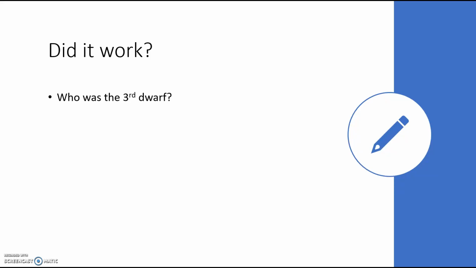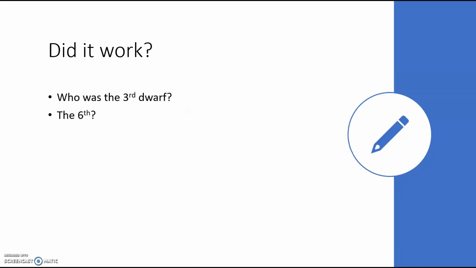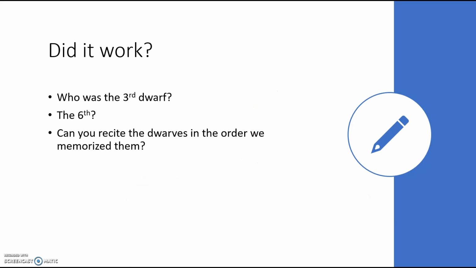Remember, 3 is a tree. Did you think about Sleepy sleeping under that tree? Excellent. How about who was the 6th dwarf? 6 was sticks. And where do we find sticks? Outside in nature. Sneezy's allergic to nature. Good. Can you recite the dwarves in the order we memorized them?